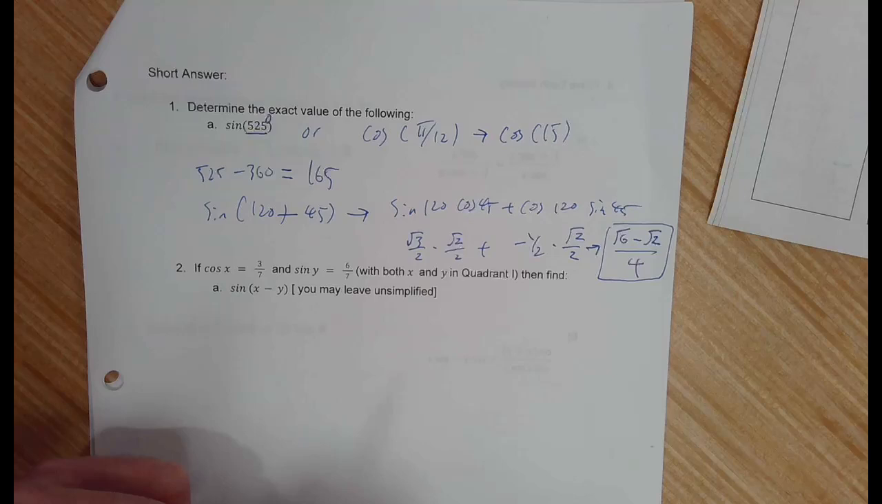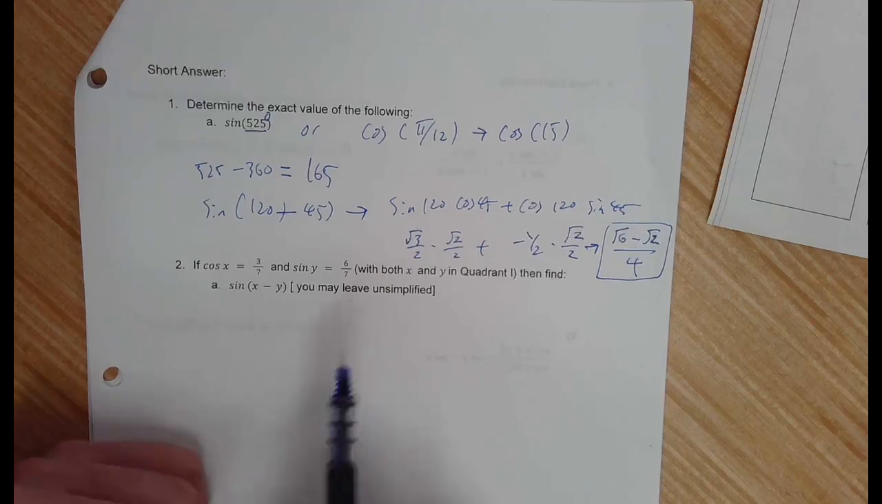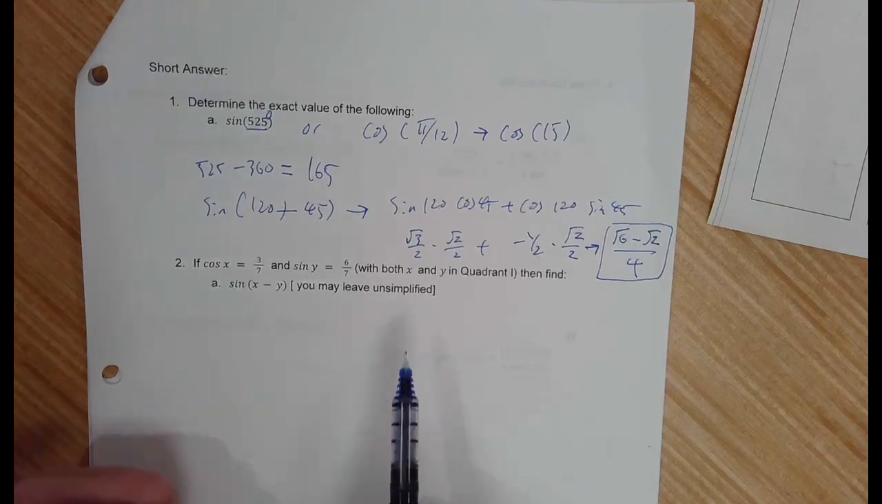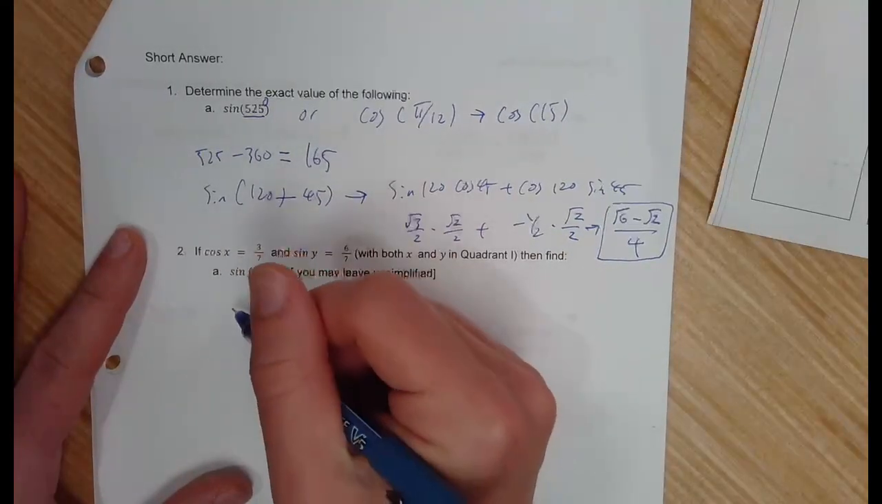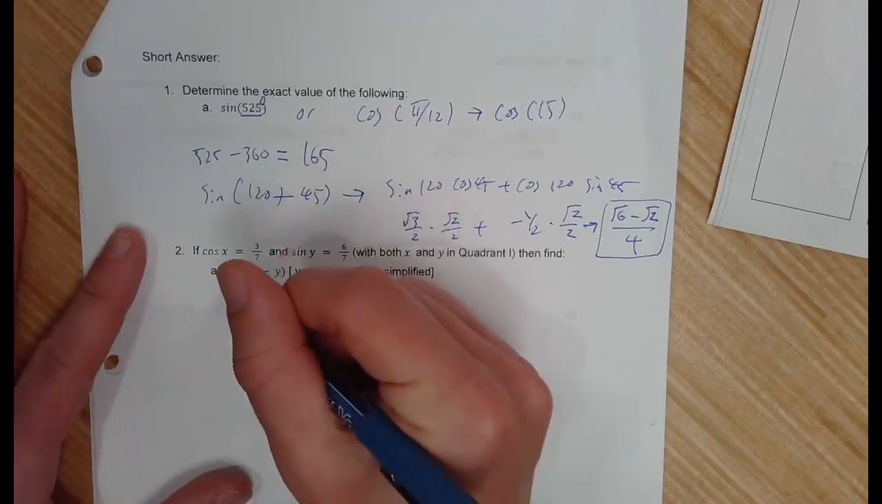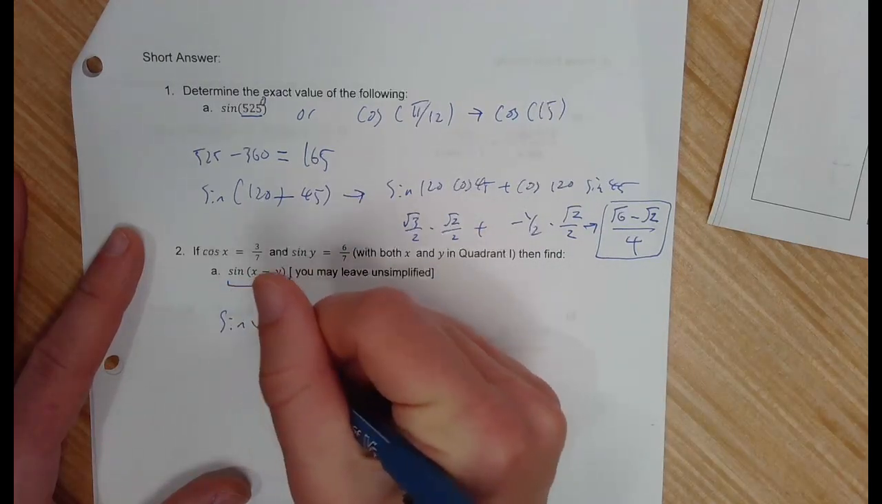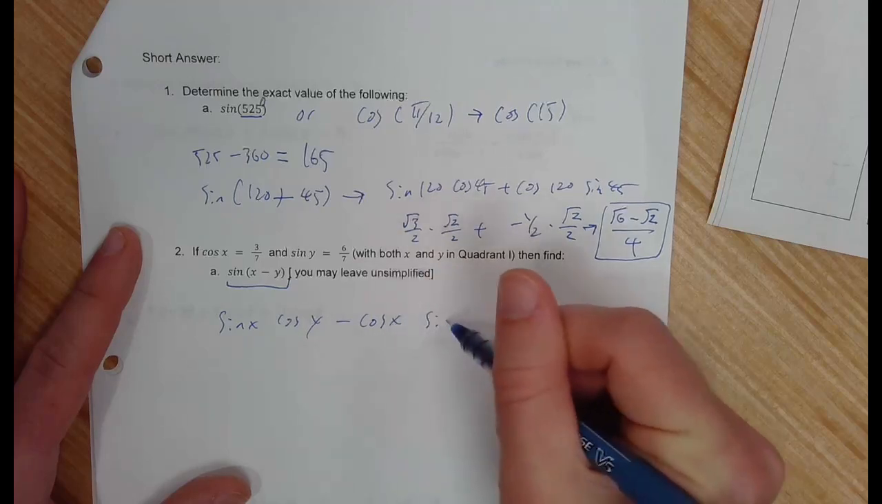All right, last one here. We've got another sum identity. If cosine x is 3 over 7 and sine y is 6 over 7, with both x and y in quadrant 1, then find sine of x minus y. You may leave it unsimplified. So what is this going to be? This is another sum difference identity. We're going to apply the difference identity, so it'll be sine x cosine y minus cosine x sine y.